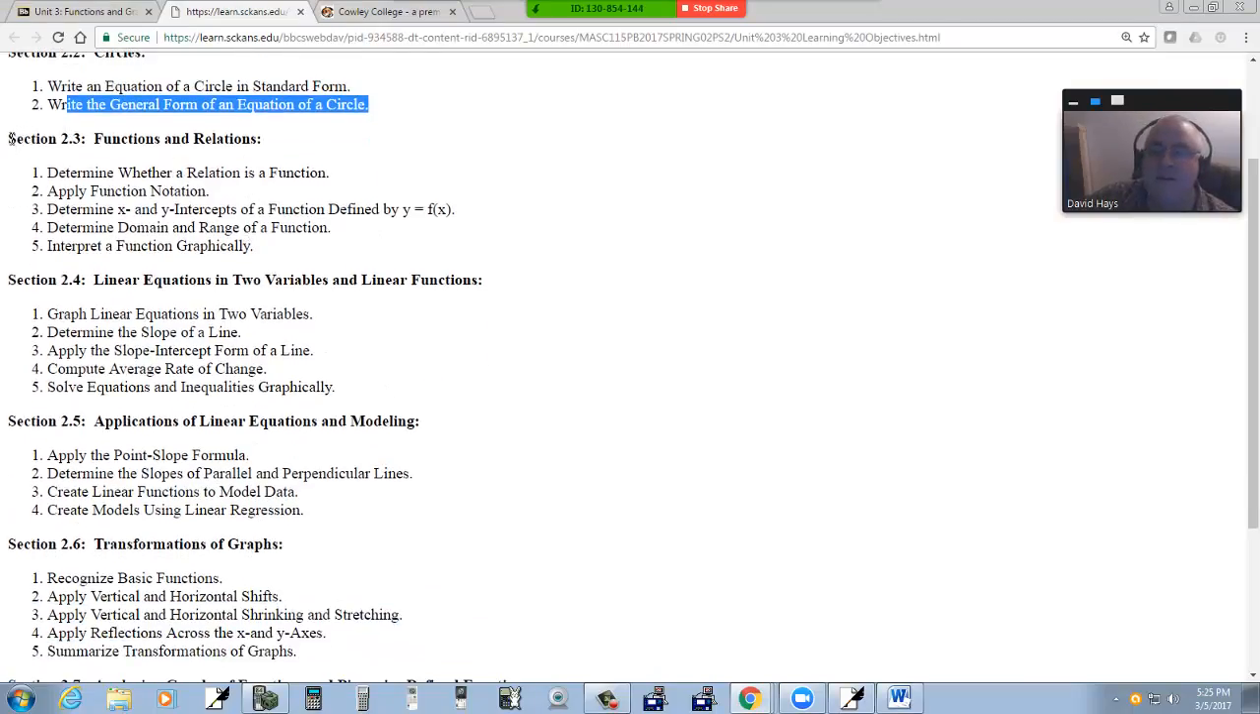Now section 2.3. This gets into functions and relations. The first thing we're going to talk about is how to determine whether a relation is a function. Relation just means you're tying two items together.